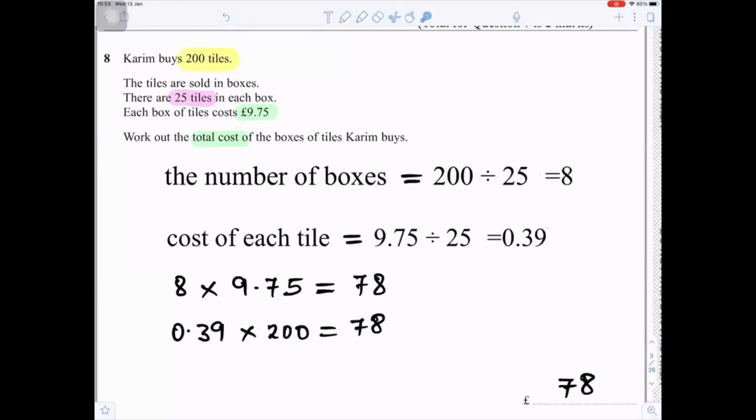Question number 8. Karim buys 200 tiles. The tiles are sold in boxes. There are 25 tiles in each box.